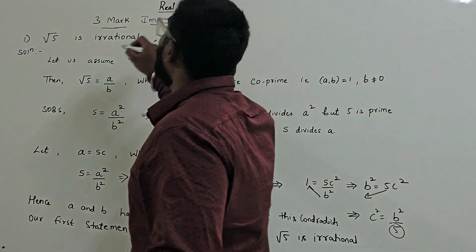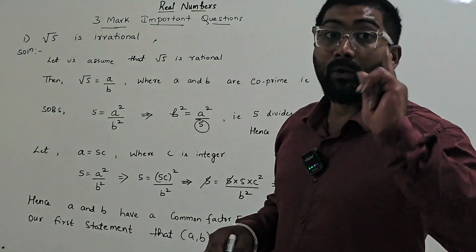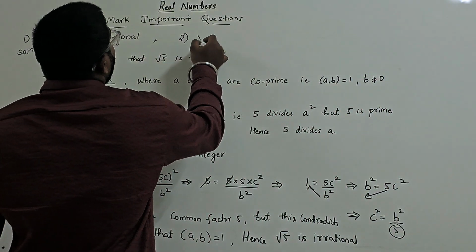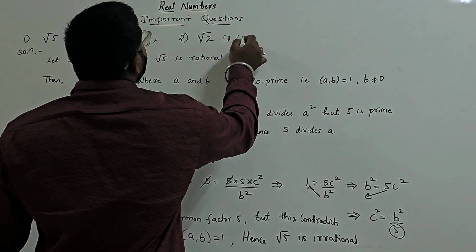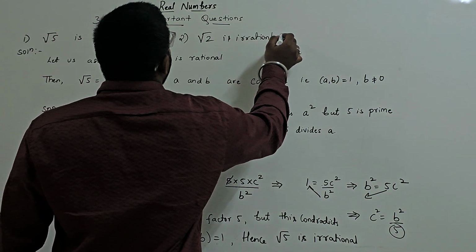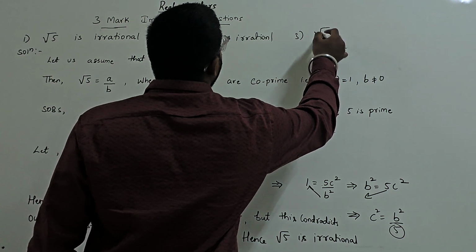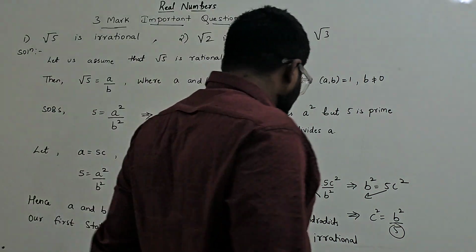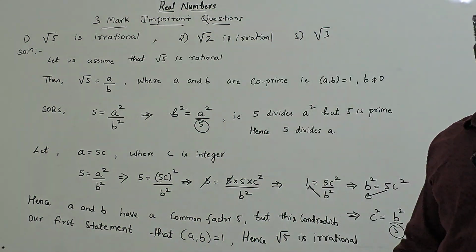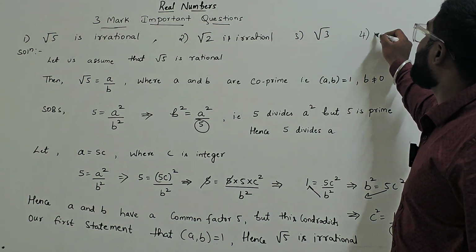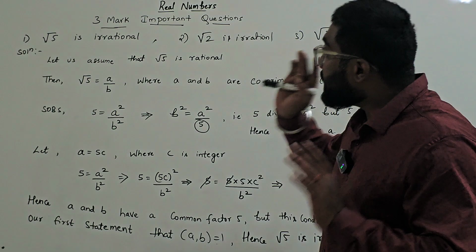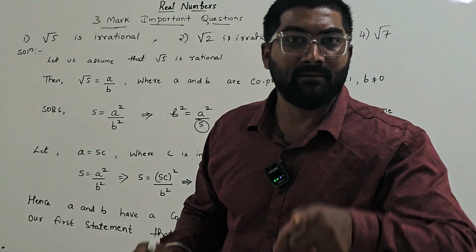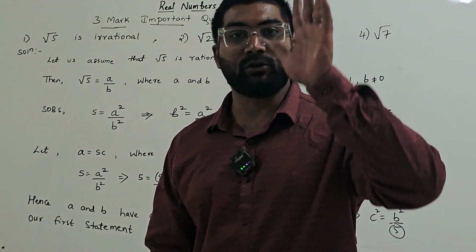In the same way, I will be giving you 3 questions. Solve these 3 questions. One question will be coming in your final examination. Second one is root 2 is irrational. Next, third one is root 3. Check the numbers: root 2, root 5, or root 3. In these, any one number might come. And the last one I will give you is root 7. Any of the questions, root 5, root 2, root 3, root 7, any one question will come in your examination. Pakka, 100%. You can check the question paper this time.